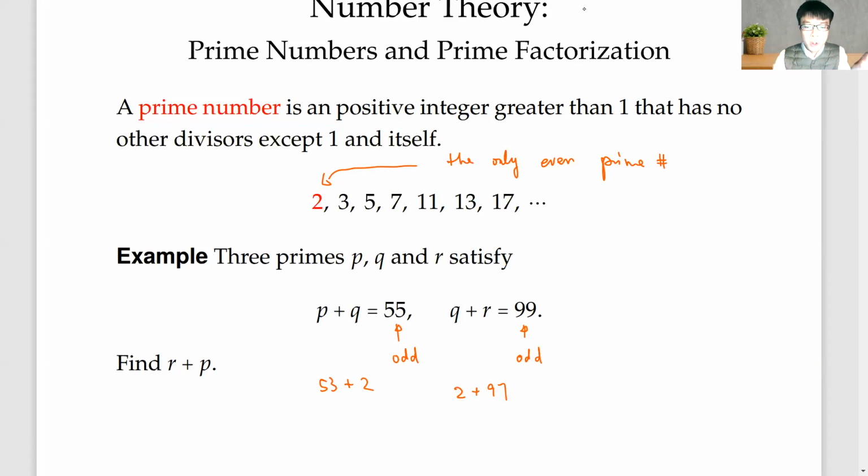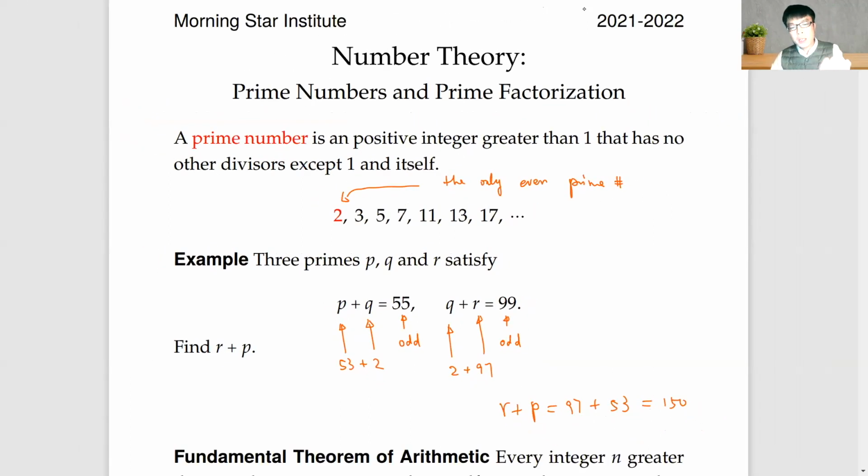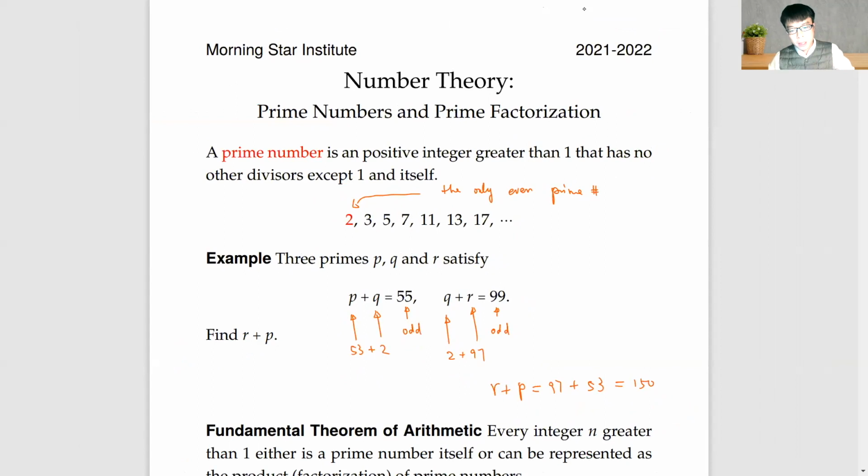And we see that Q appears in both equations, so Q should be this 2. And accordingly, R is 97, P is 53. Easily, we can solve R plus P equals 97 plus 53, which is 150. Okay. So the point is that 2 is the only even prime number. That's the key.